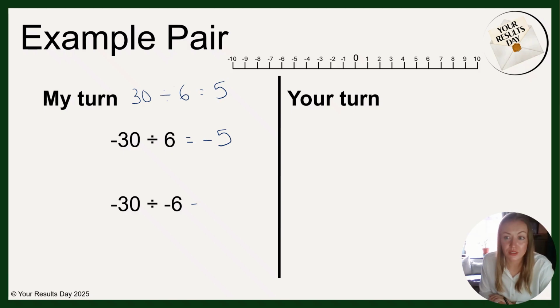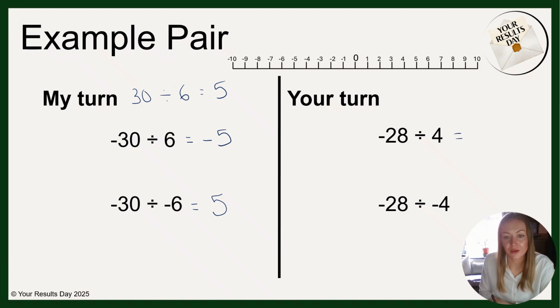And just like with multiplication, when you've got 2 negatives in the calculation, it's almost like they cancel each other out. We go back to positive. So when we have 1 negative in the calculation, the answer is negative. And when we have 2 negatives in the calculation, it brings us back to positive. Here are 2 questions for you to have a go at. Pause the video for more time. Okay, negative 28 divided by 4 is negative 7. And then when we introduce 2 negatives to the calculation, negative 28 divided by negative 4 is positive 7.